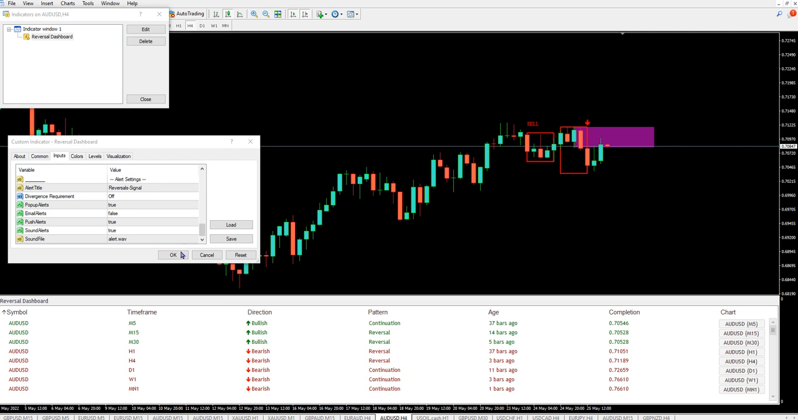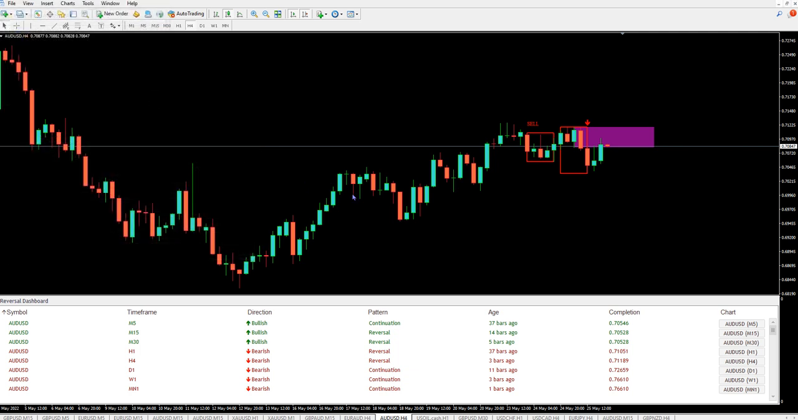Now, one thing I like about this, which I'm going to show you in this Australian dollar US dollar chart, is the one thing it adds in the dashboard is the pattern of it. Is it a continuation or a reversal? As we can see here, we've got the H4 pulled up. So we're on this Australian dollar 4-hour chart. It's telling us this is a reversal bearish setup, right?